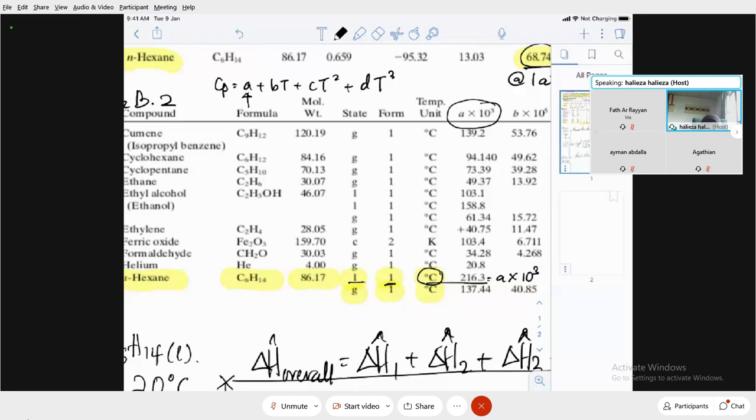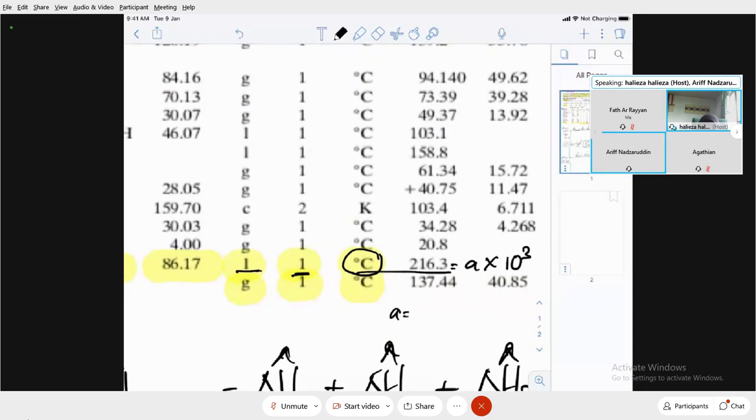What am I going to substitute for A there? What is the value of A? 2.163, and then... Please, Arif? Yes, Betul. What did you just say?